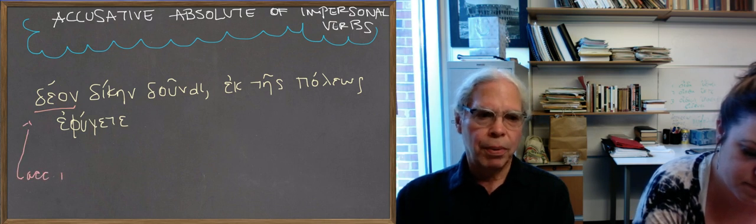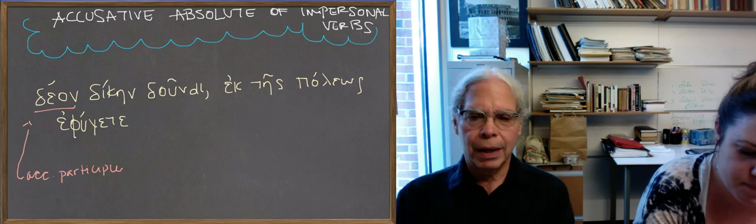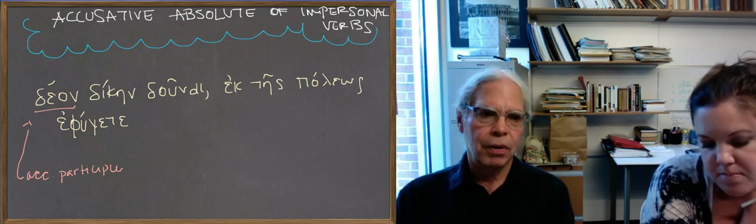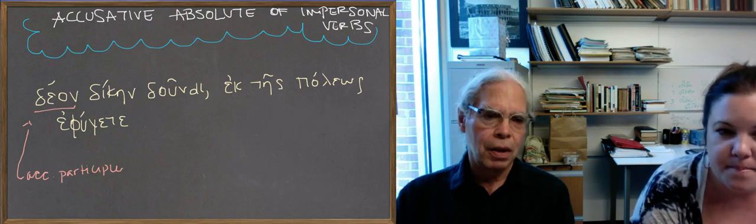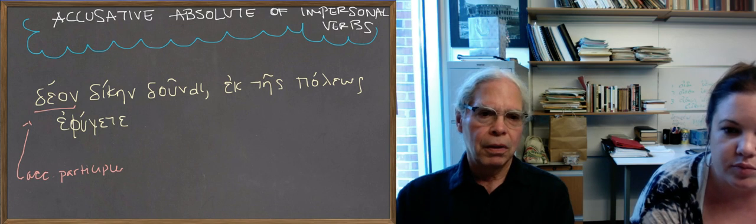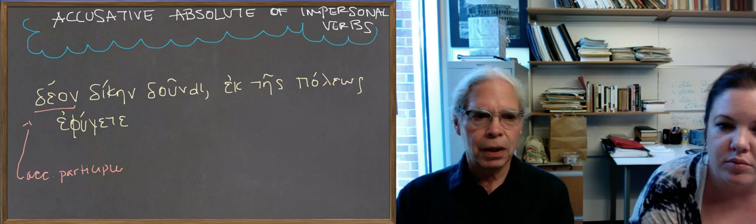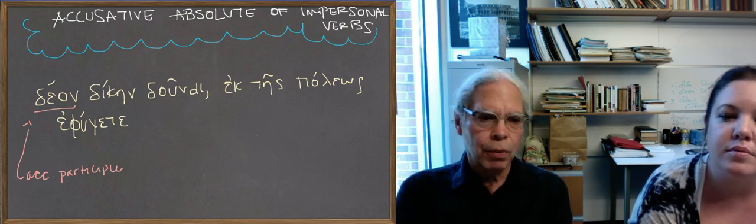So in the example sentence, deon dikein dounai, ek tes poleos ephugete, there's no grammatical connection between the two parts. And how are we going to translate it? Since it is necessary, or it being necessary to pay the penalty, ek tes poleos ephugete, you fled from the city-state. Okay? No grammatical linking. And deon is the accusative absolute. So you see this often with deon.